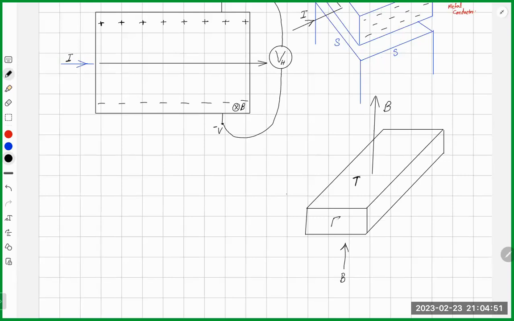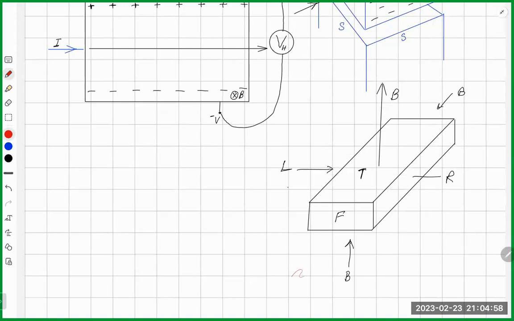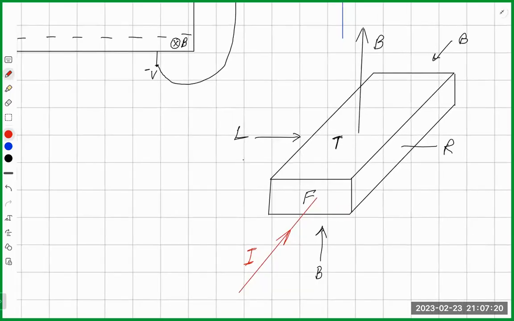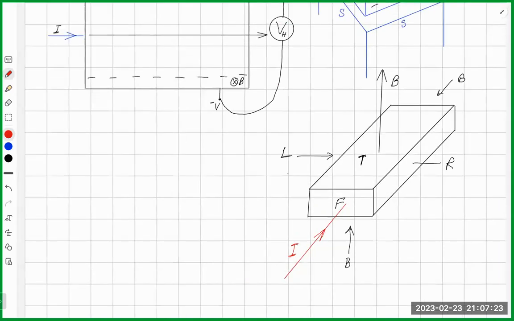When there is a current which is passing in this direction, this is the direction the current enters the conductor. Okay. Which two sides should actually develop this potential difference? Will the potential difference be developed between front and back, top and bottom, or left and right? That will be between the left side and right side. Okay. And why is that?